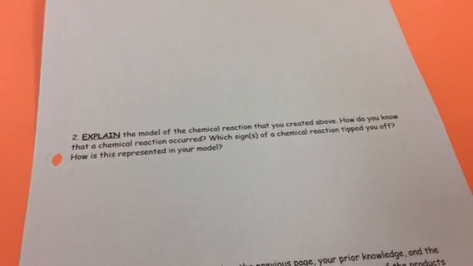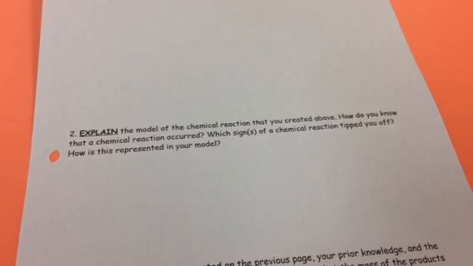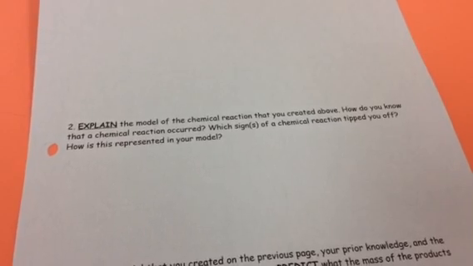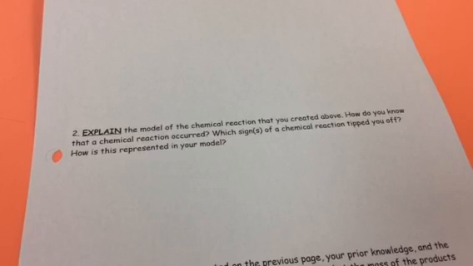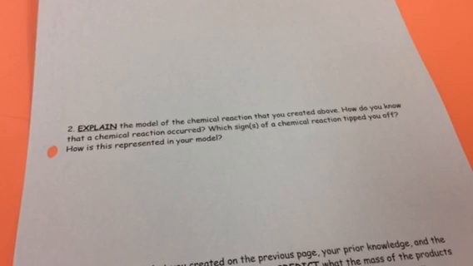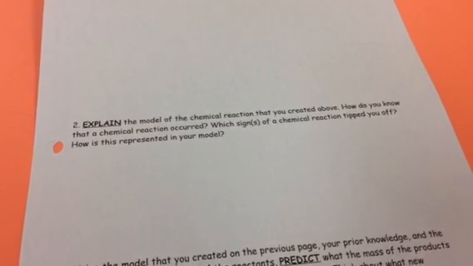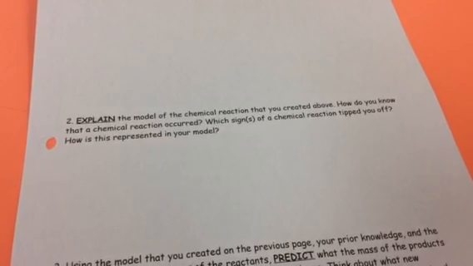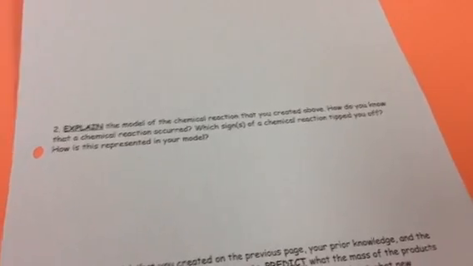The next part says, how do you know that a chemical reaction occurred? What sign of a chemical reaction tipped you off? So that's where you're going to pick one of those 5 big signs of a chemical reaction. I just want the main one. Only one. Pick one sign that you notice the most and write about that one. And then I want you to tell me how you showed that in your model. How did you show that sign happening? When you're done, you can unpause the video and move on to question number 3.